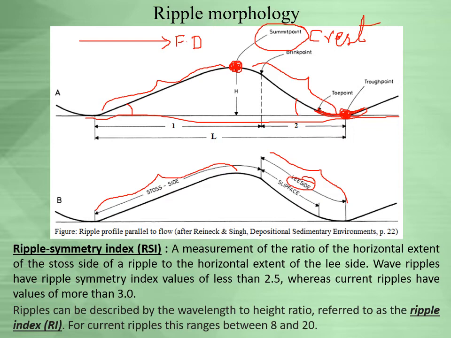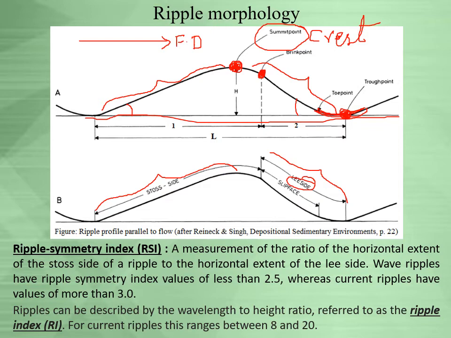Now during the movement of the flowing medium, a sediment grain moves from left to right for this particular feature. As a sediment grain moves upwards along this gently sloping stoss side, after crossing the crest point, it comes to a point here where it separates from the gently sloping surface to the steeply sloping surface.